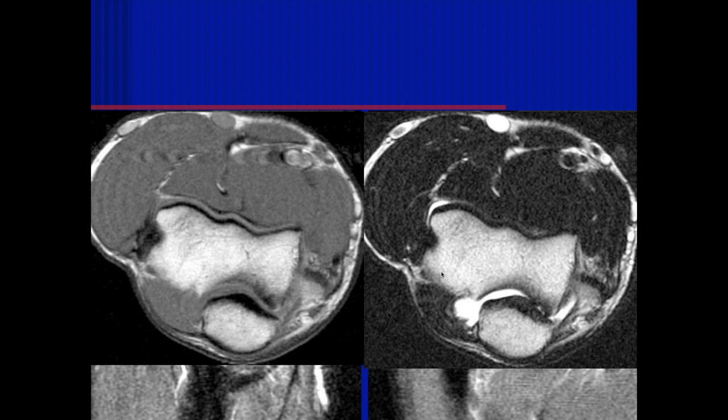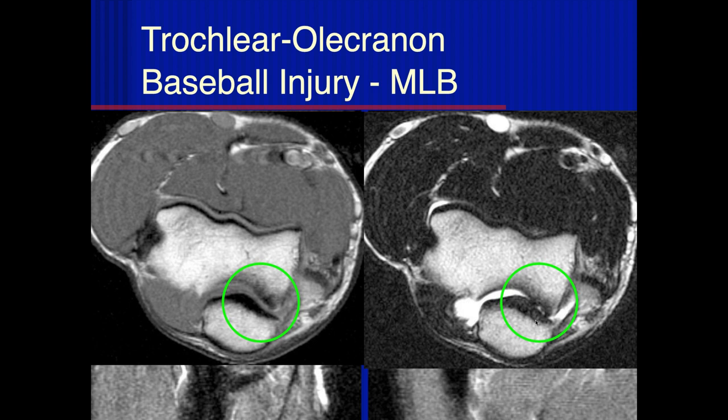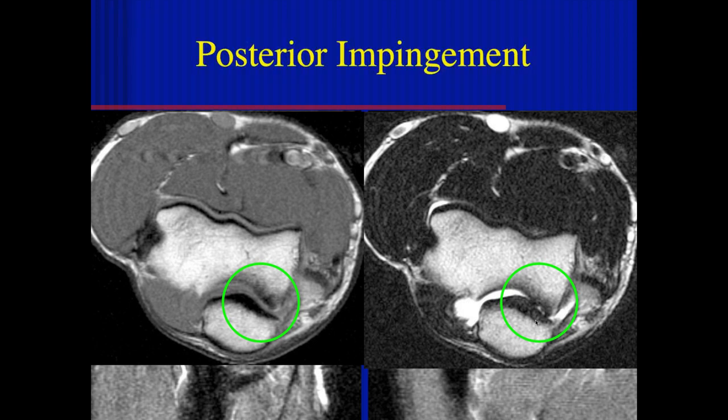Michael, here are the axial images, T1 on the left and T2 on the right. Same patient. Okay, now we can see the subchondral sclerosis with maybe some cystic change or a little erosive type change in the ulna and the humerus. And the ulna looks maybe slightly subluxed, minimally. Yeah, maybe a little bit, and a little bit of valgus with the medial overrun here, right? Yeah. So this was a Major League Baseball player, and this is posterior impingement.